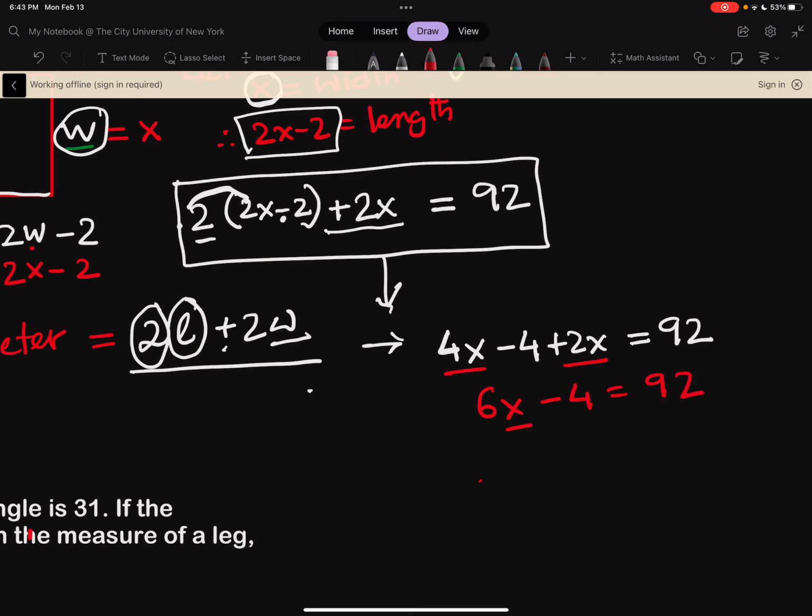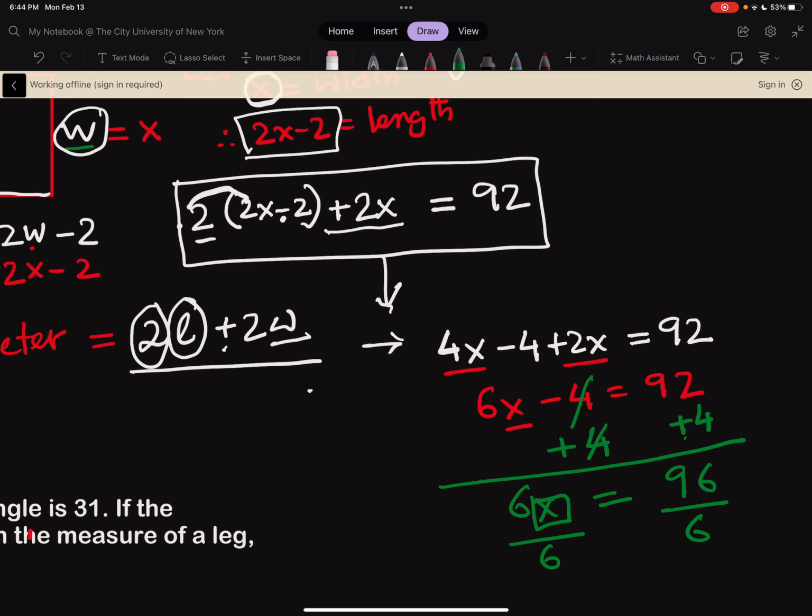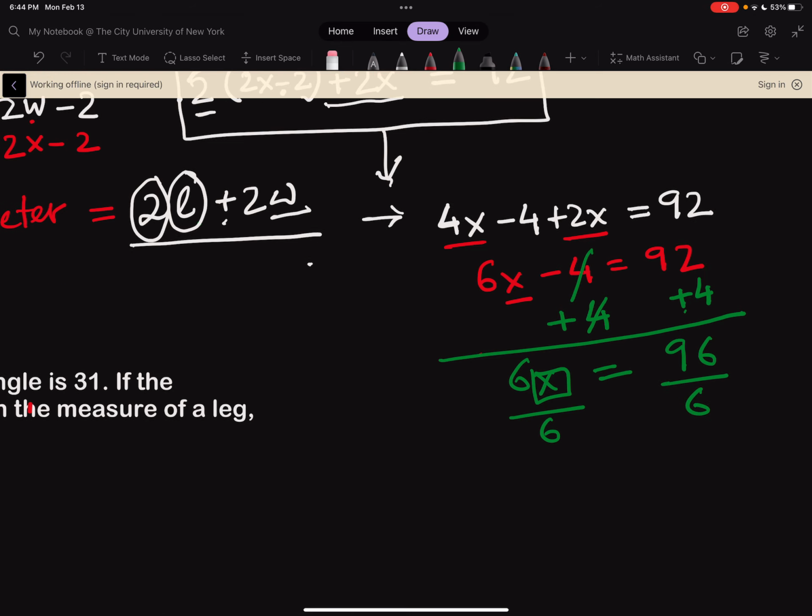You have to isolate this x, so we use the addition property of equality and add 4, and we do it on the right hand side too. So we have 6x here. The positive and negative 4 cancel out, and on the right, two same signs add up to 96. To isolate x, we divide by 6. What do we get? x is 16, since 6 ones are 6, 6 nines are 54, 96. So we got our x, which is our width.